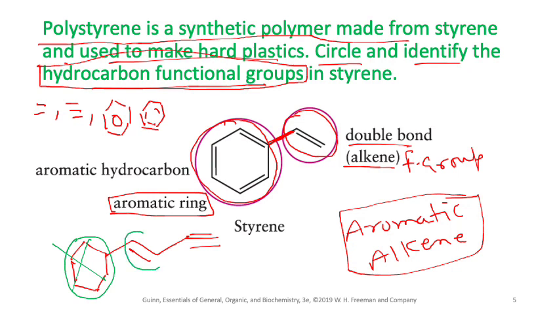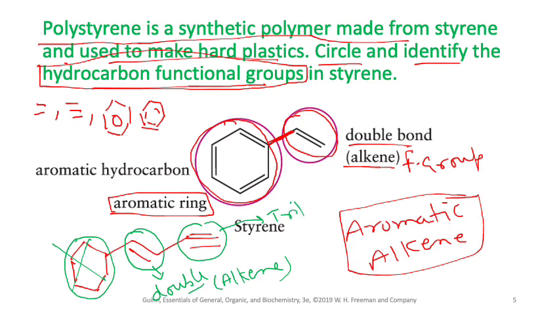What about this one? The moment I see a double bond, I know this is a double bond functional group, which is alkene. And which kind of functional group is this one? This is a triple bond, which is alkyne. So we have two types of hydrocarbon functional group, alkene and alkyne. This is how you can normally differentiate and figure out how many types you have.